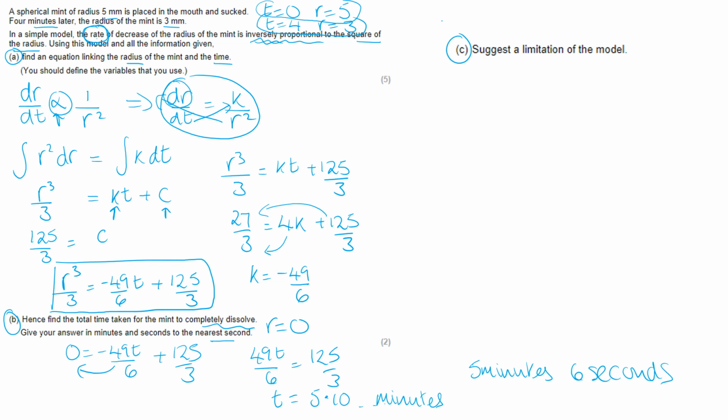Now in part C, it's saying suggest the limitation of the model. As t gets big, this minus term is going to be bigger than the 125 over 3. So the model would predict that the radius would be negative, which is not going to happen. So that's one limitation. Another one, it doesn't take into account the way people eat the mints. Some people might bite them and then you'd have no radius. So just thinking a little bit about this model being simple and what could happen and the limitations. There would be quite a few that you could have for part C, and part C was just 1 mark.